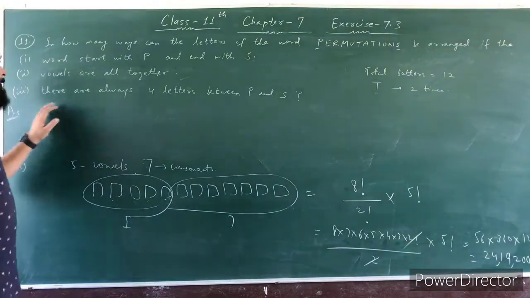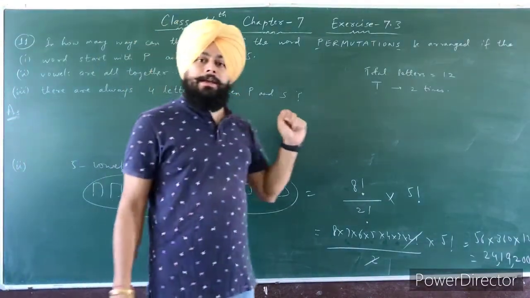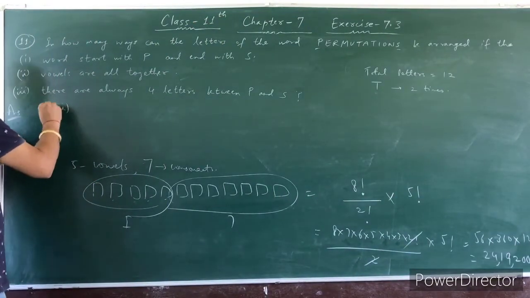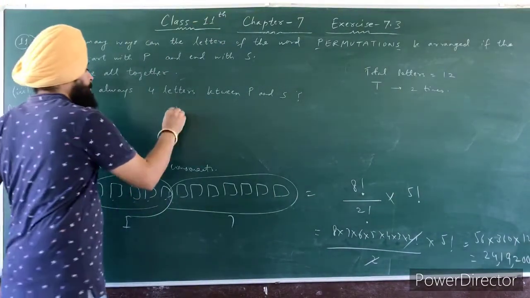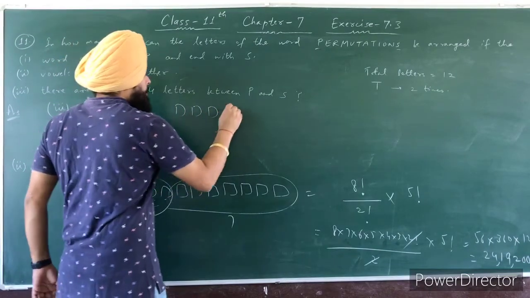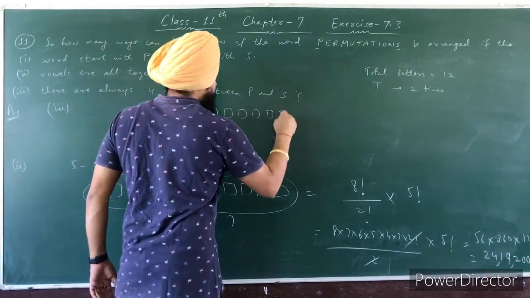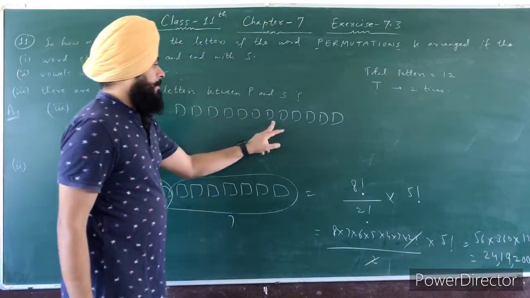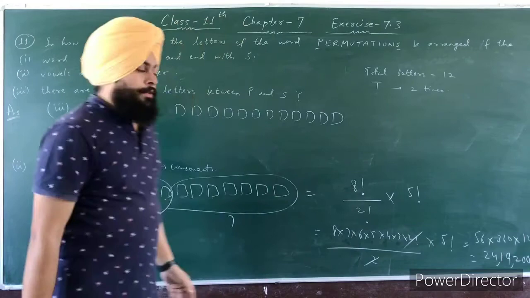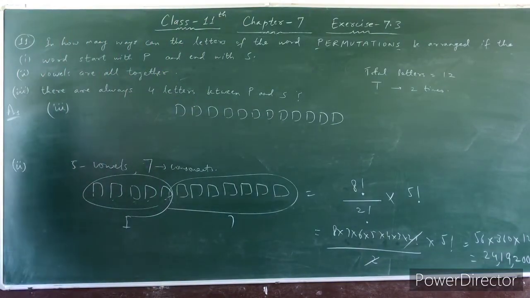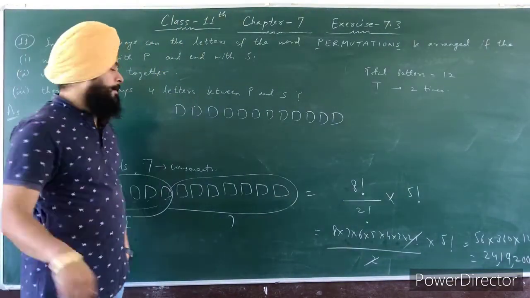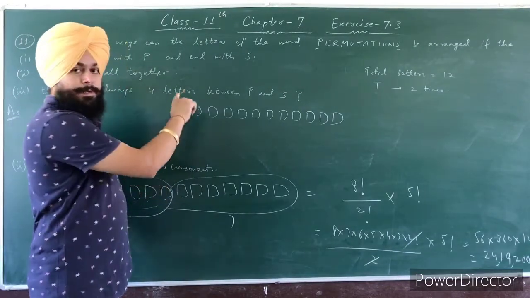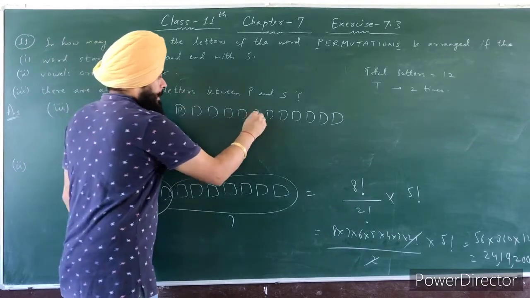Now the third part is there are always 4 letters between P and S. Always 4. So again you have to make how many boxes? 12 boxes, because there are total 12 letters. 1, 2, 3, 4, 5, 6, 7, 8, 9, 10, 11, 12. So the condition is there are always 4 letters between P and S. Suppose the first letter is P and there are 4 letters between P and S, 1, 2, 3, 4, right here S.